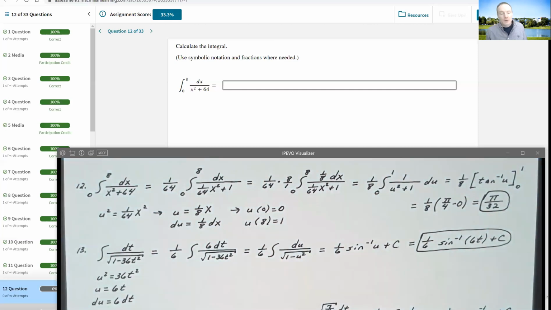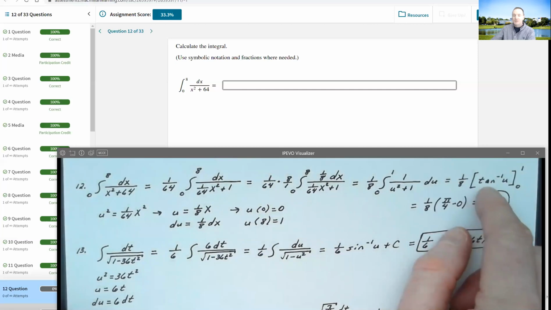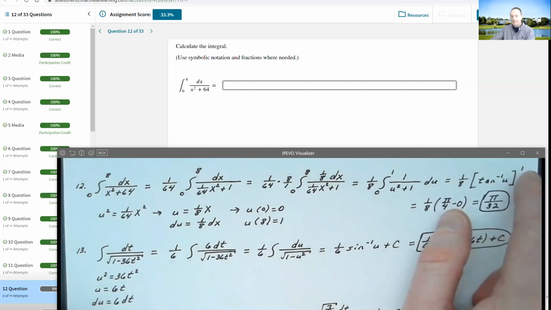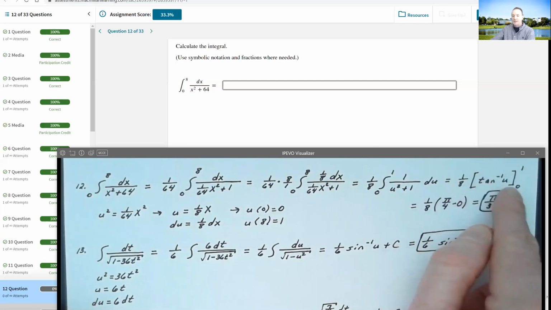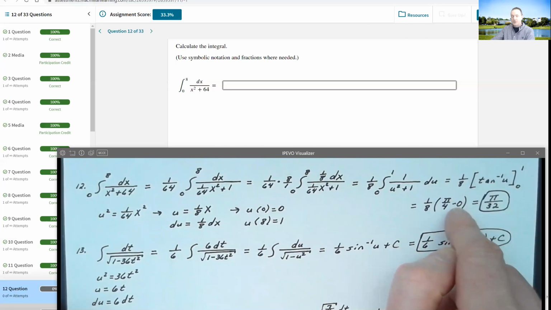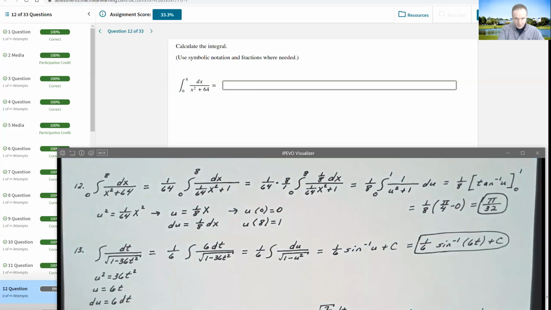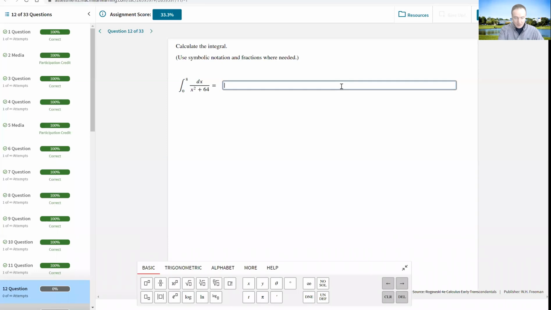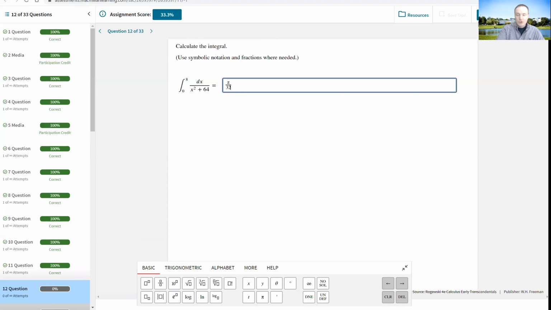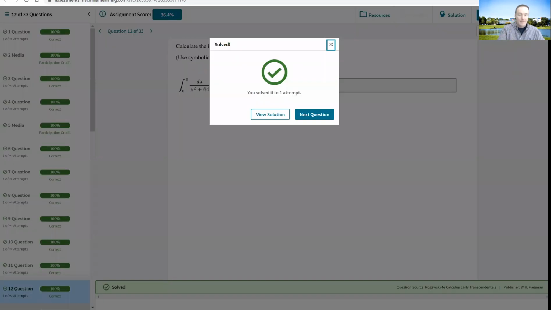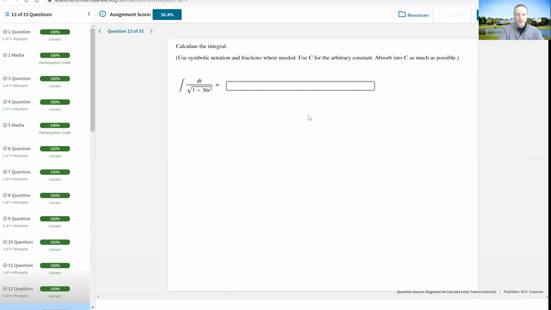So we're evaluating the integral from 0 to 1 of 1 over u squared plus 1. It gives me the inverse tangent function evaluated from 0 to 1. And I can say that's the inverse tangent of 1, pi/4, minus the inverse tangent of 0, which is 0. 1/8 times pi/4 gives me pi/32 for a nice answer. And I'll go in here and say, palette, please help. Pi divided by 32. Check that answer. And it likes it.